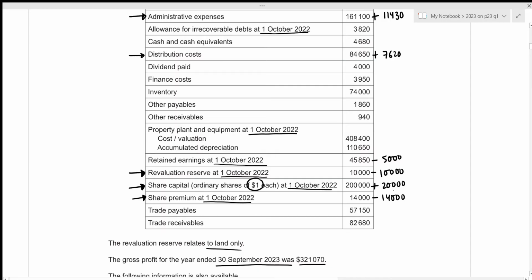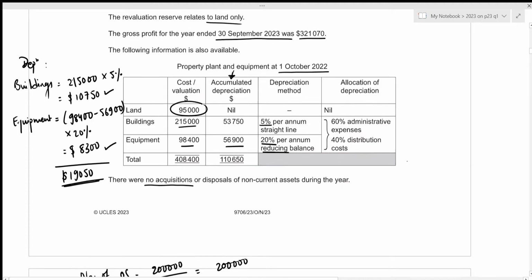But we still have remaining 6,000 to fund. And that will be funded by our retained earnings. So we need to subtract 6,000 from the retained earnings. That's all for our bonus issue of shares.